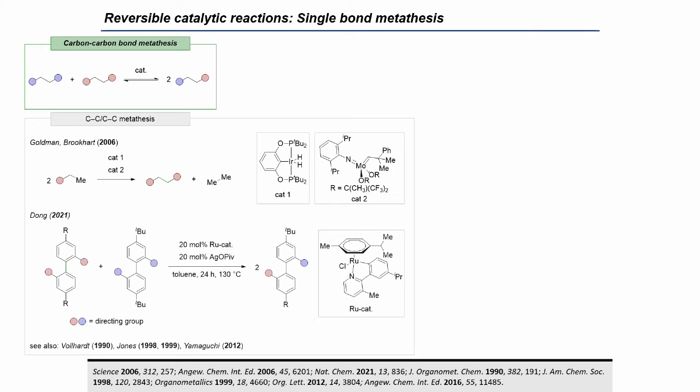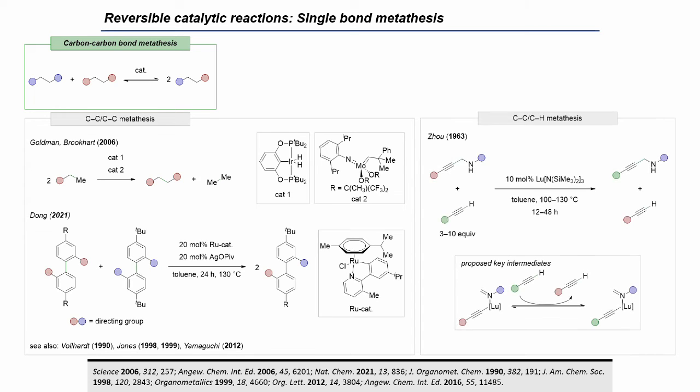Assisted by directing groups, unstrained homo-biaryl compounds undergo aryl exchange to generate cross-biaryl products under ruthenium catalysis. In this context, also the C-C/C-H metathesis of propargyl amines and terminal alkynes as a single bond metathesis strategy was developed by the group of Zhang.